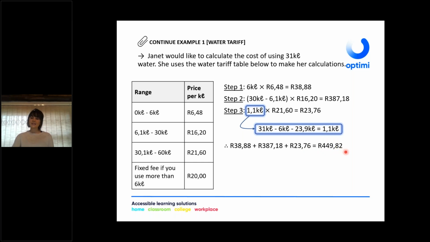Now, extremely important, as I mentioned at the start of this example, we need to include a fixed fee of 20 rand. So you are not yet done, and it is important that you do not forget about this fixed fee, because you will lose marks if you end right here. Your final step for this question will be to take the 449 rand and 82 cents and add the fixed fee of 20 rand. This gives you a final answer of 469 rand and 82 cents. Therefore, this is the amount that Janet will pay at the end of the month, including the fixed fee as well as the costs for the water consumed.